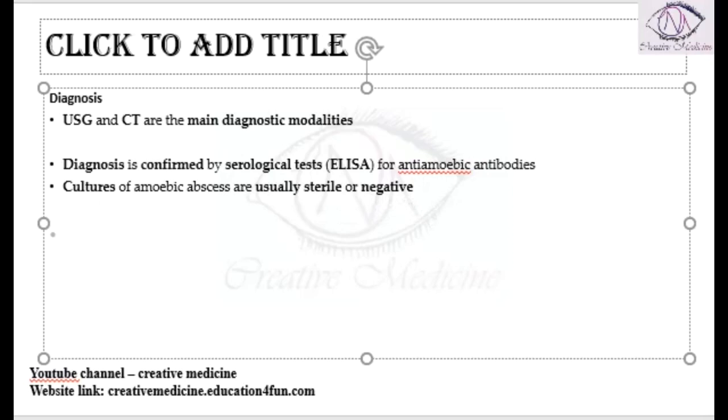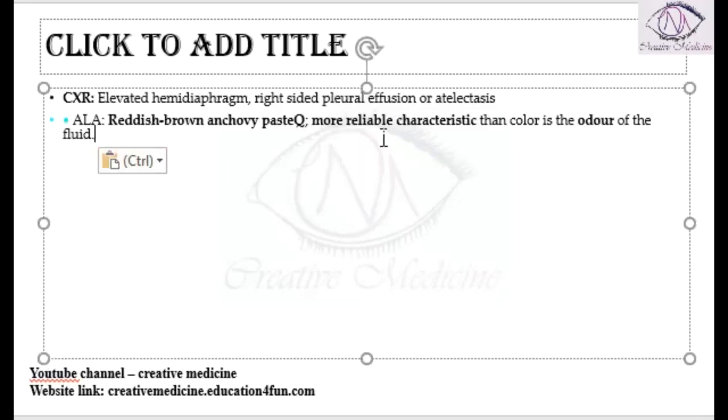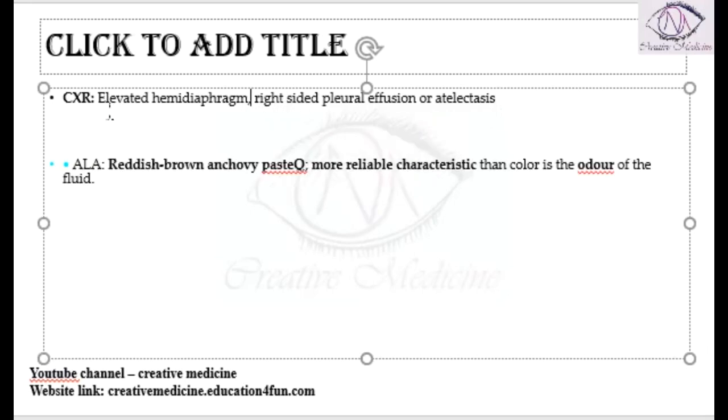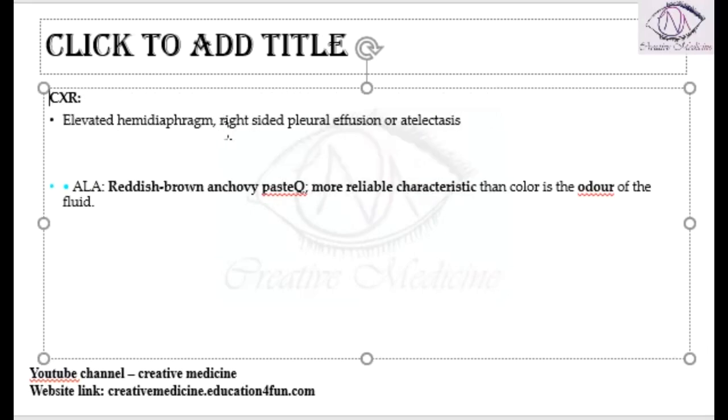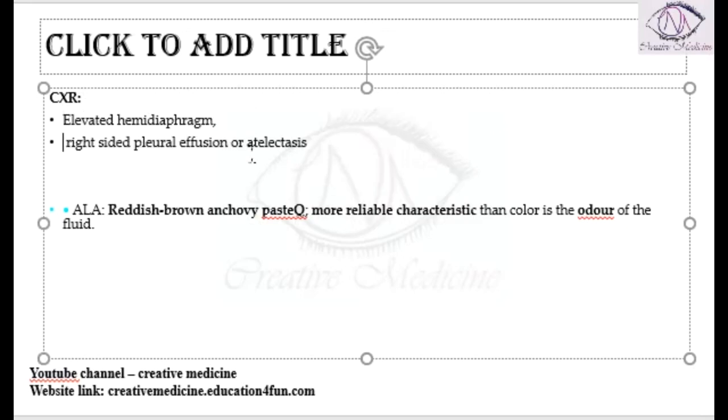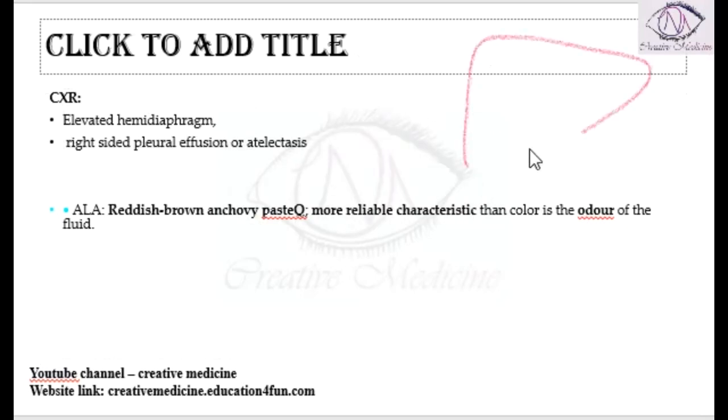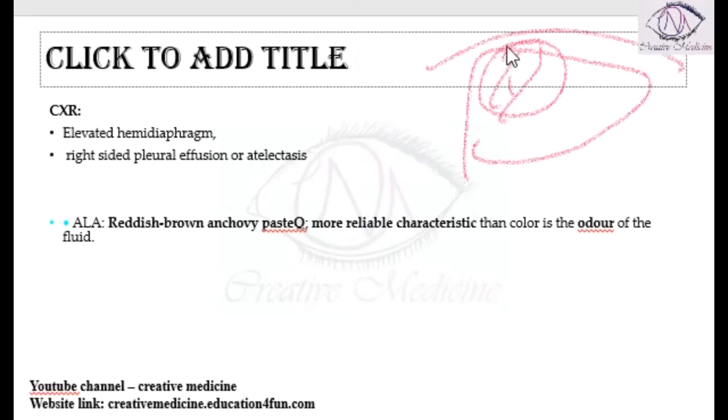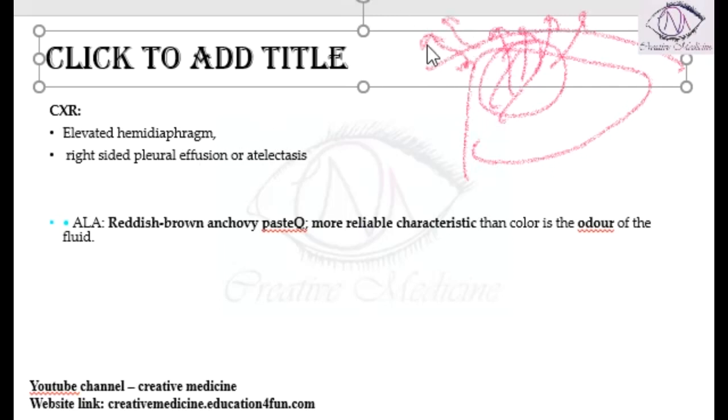If you do a chest x-ray, you will see an elevated hemidiaphragm. Why? Because this is the liver, and there is an abscess here. Because of the pressure exerted by the abscess, the right side of the diaphragm will be elevated, whereas the left side will be normal. Fluid will also effuse into the pleural space, resulting in a right-sided pleural effusion.